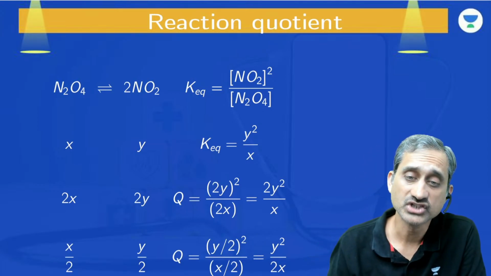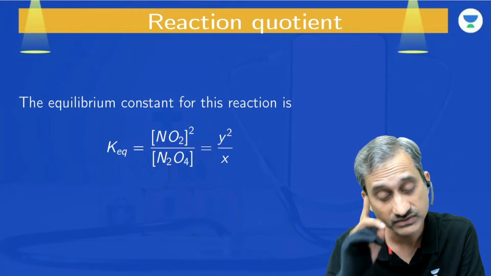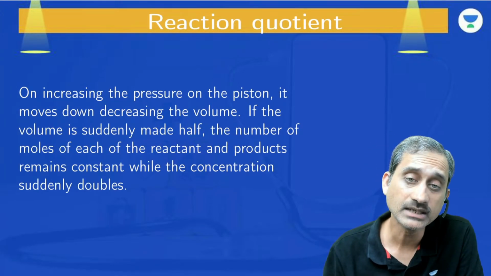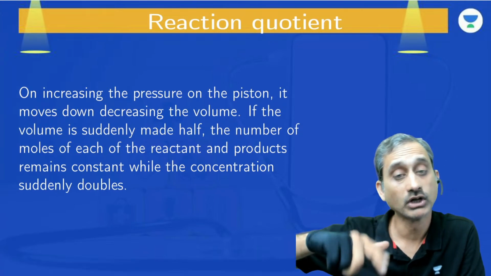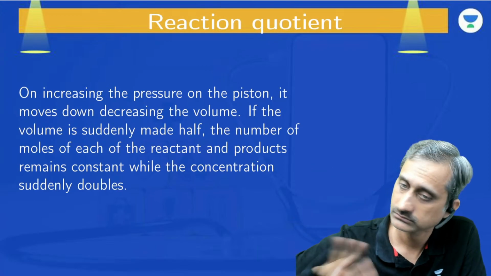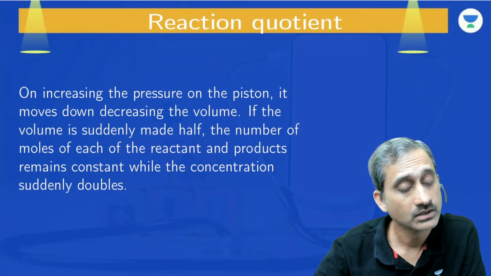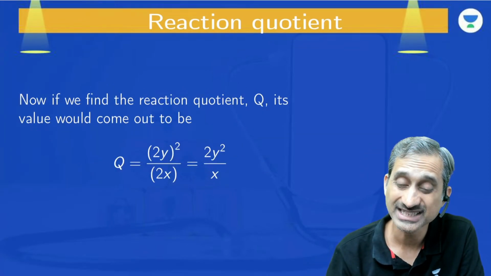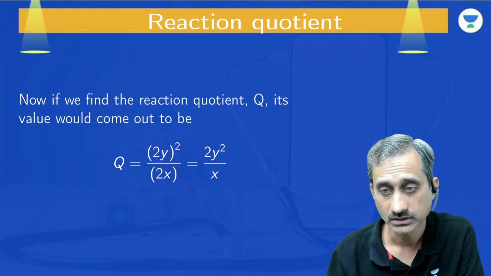Now what is happening? Check it out. The equilibrium constant is y square upon x. On increasing the pressure in the system, it moves down, decreasing the volume. The volume is suddenly made half. The concentration of each of the reactant and product becomes double. Now the reaction quotient actually becomes double.